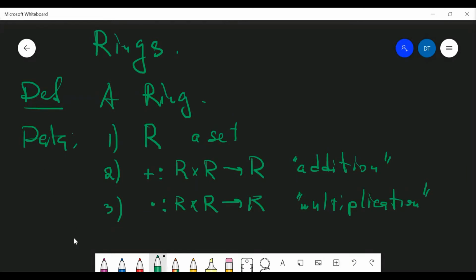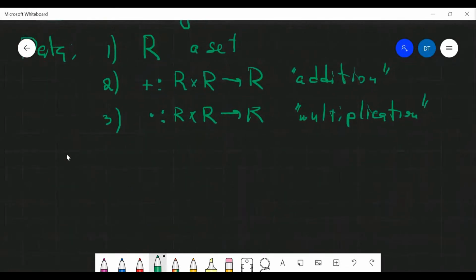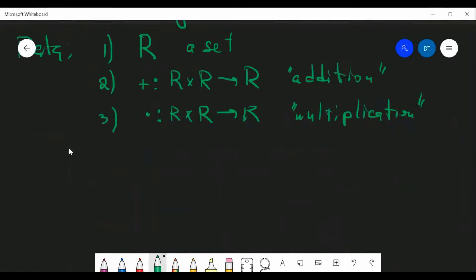Okay, now I don't want these operations to be just arbitrary operations on a set. I want them to satisfy some rules. So what are the rules? The rules are the axioms. Well, there are different definitions of a ring, so I will give you one of them. There are some very general definitions of rings, and there are some very specific types of rings. I will be somewhere in the middle.